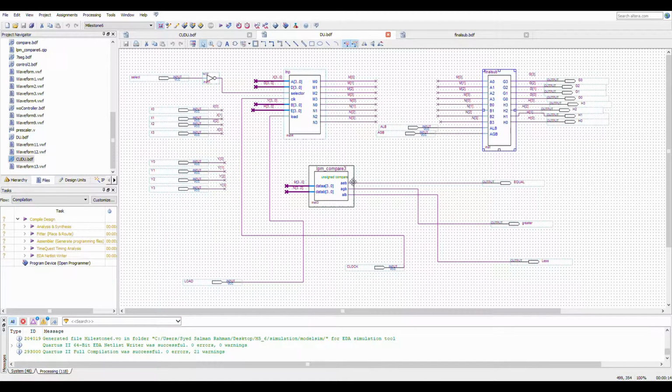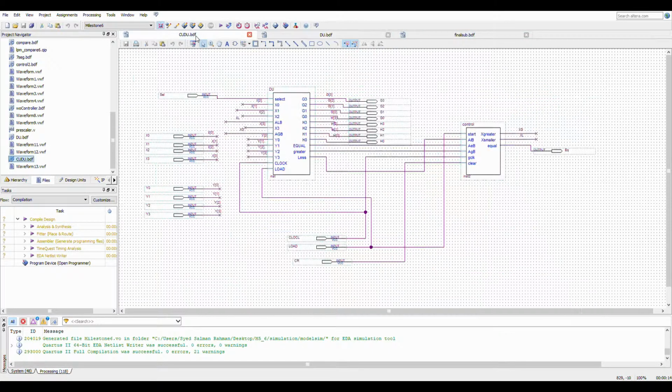And the third one is the comparator. It's just comparing both of the data to give output to the controller. So yes, this is all for the data path.